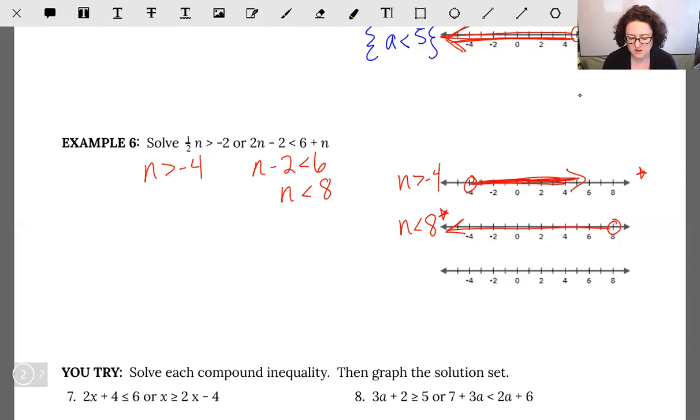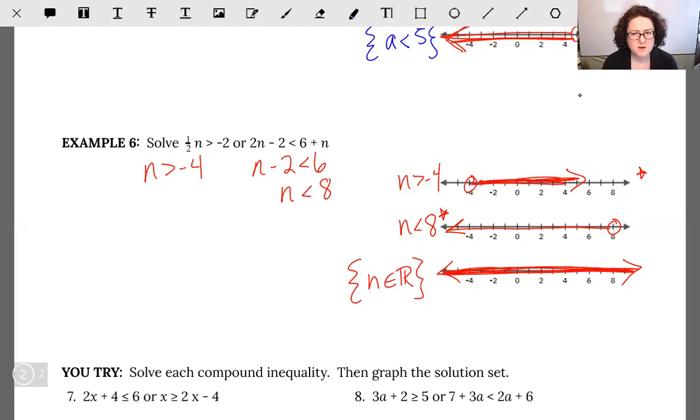So actually, we could highlight or we could draw in the entire graph. And so if we're hitting every single number, well, that means that our solution set is actually all reals. So n is in the set of all reals.